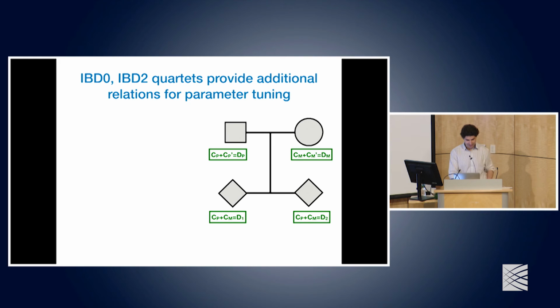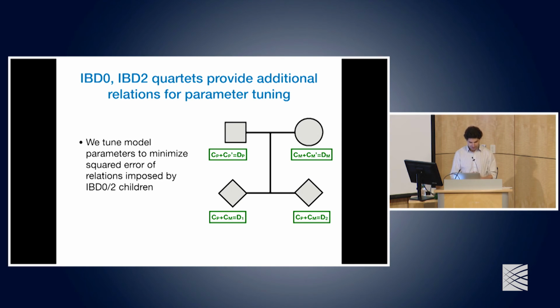And to John's question, we used the remaining quartets, the children in the remaining quartets, to tune the model parameters, like the mutation rate. There are a couple other parameters. So we chose parameters which minimize the squared error of the additional relations imposed by the children in these other quartets. This technique was helpful because it avoided overfitting towards our IBD1 benchmark. So hopefully our IBD1 benchmark is actually pretty accurate.